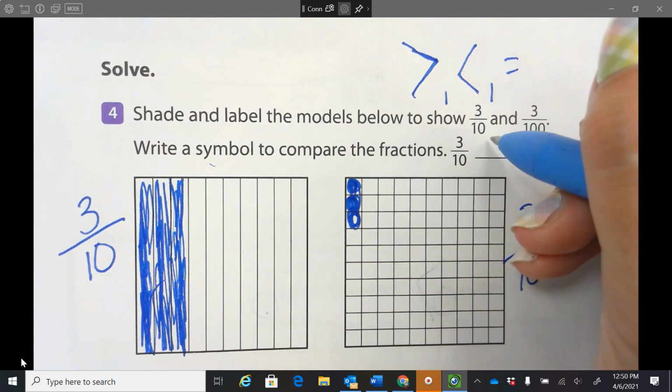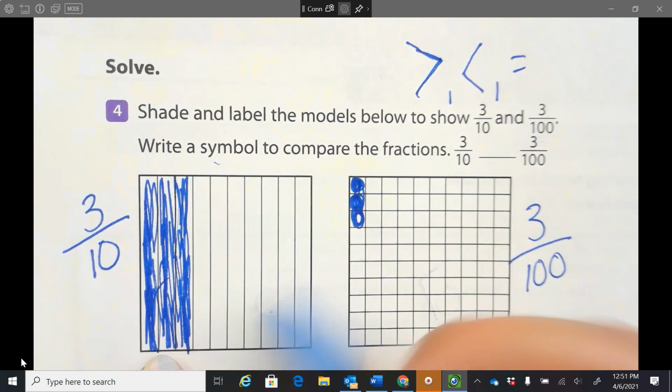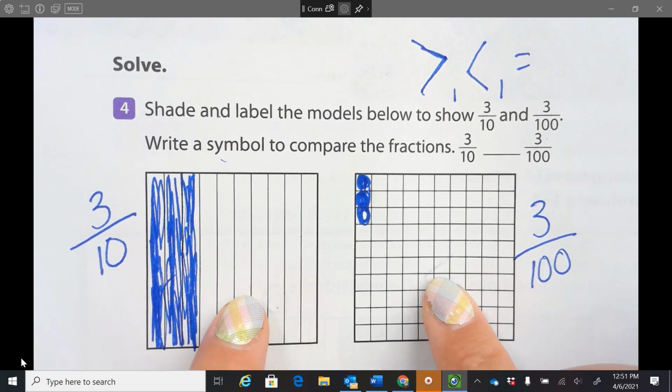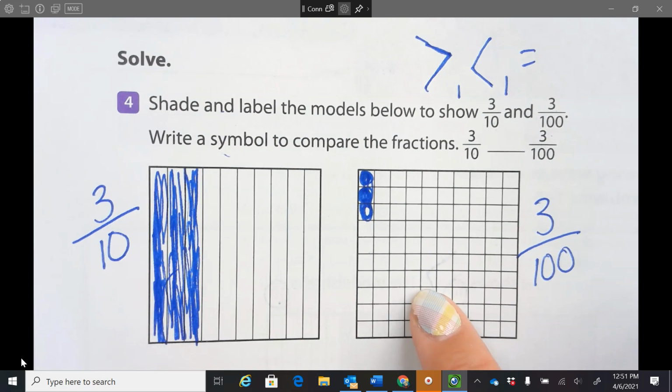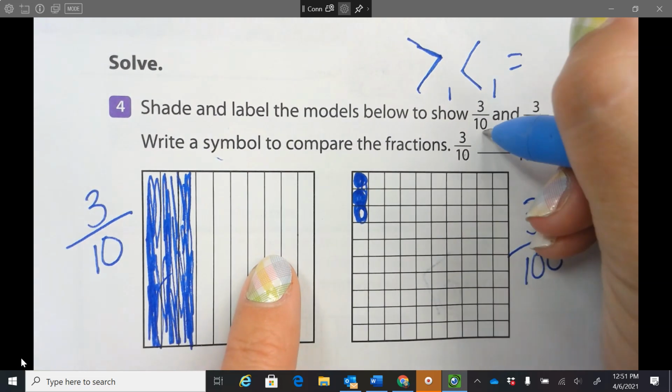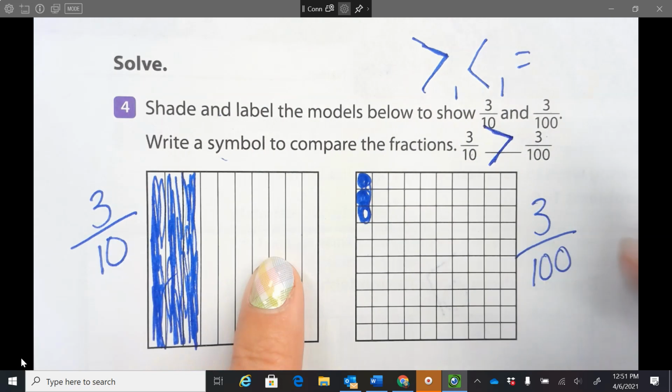Okay, yeah. 3/10. Like, think about this. This is like your favorite cake, right? And your parent asks you, do you want to eat 3/10 of it or 3/100 of it? Which one do you want to eat more of? 3/10. Okay.